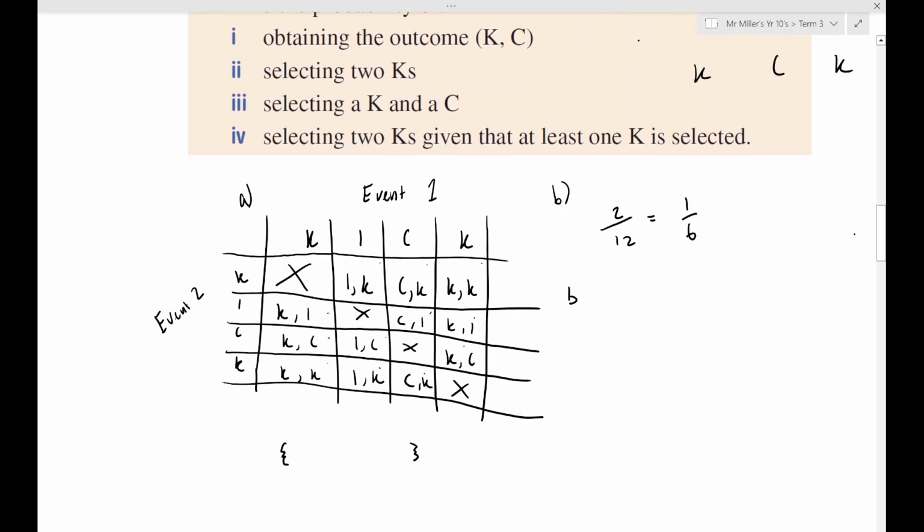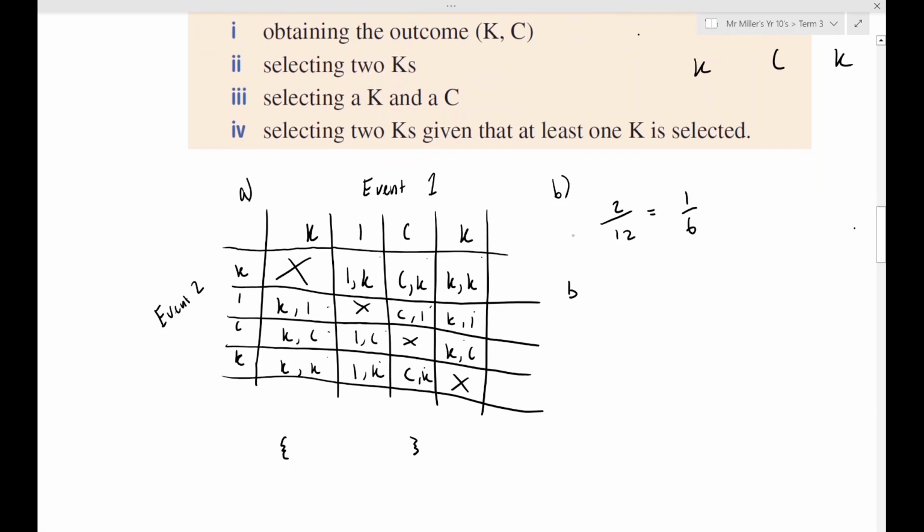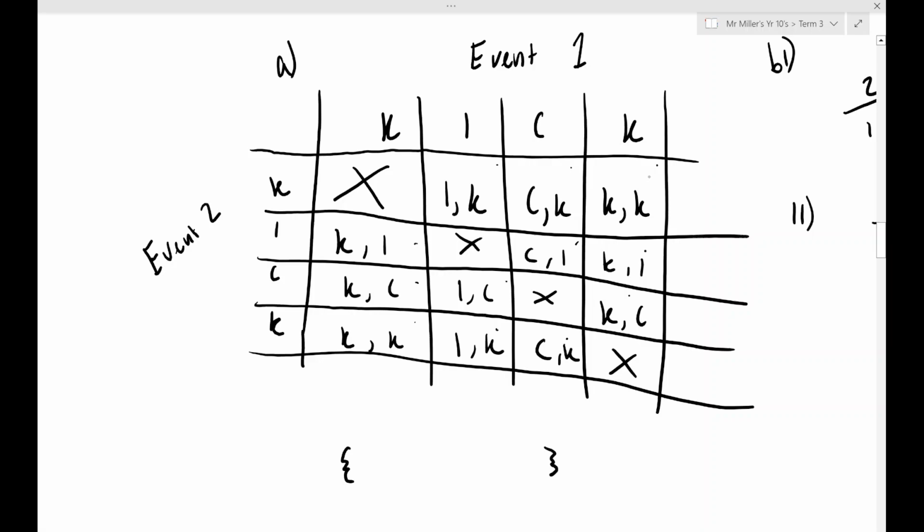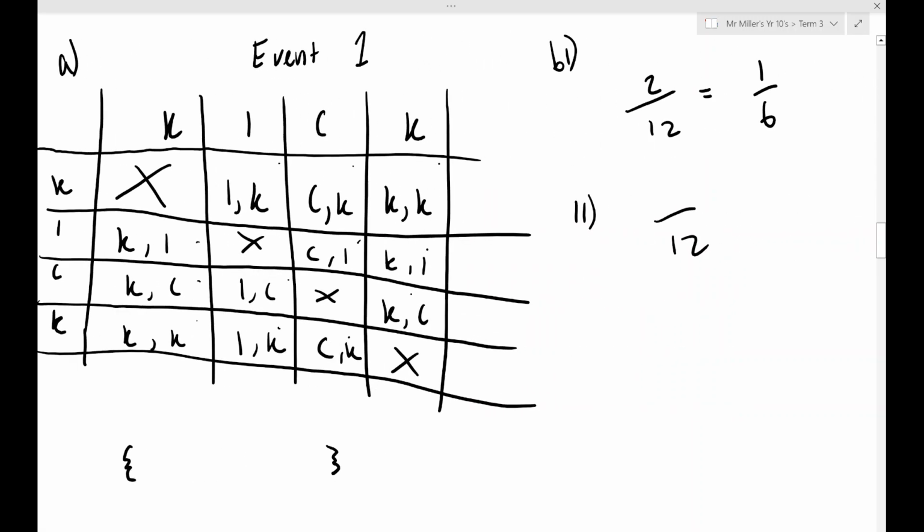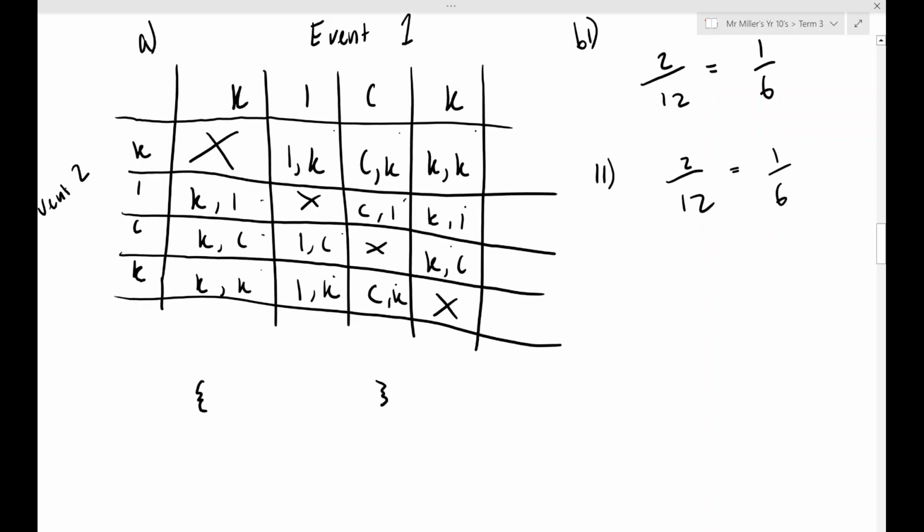Probability of selecting 2 Ks. Again, out of 12. Let's look for the outcomes with 2 Ks. There's 1. There's 2. There's no more. So again, 2 out of 12, 1 in 6.